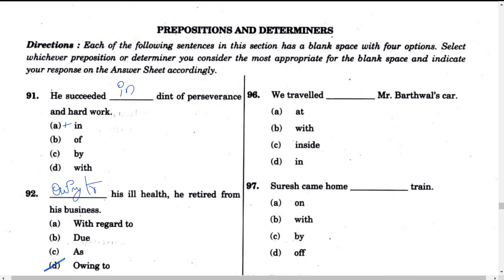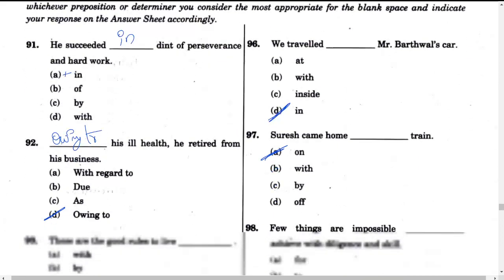He traveled dash Mr. Batwal's car. He traveled where? At, with, inside, in. He traveled in his car. Next, Suresh came home dash train. Public transport. Whenever public transport is used, remember on train. Next.